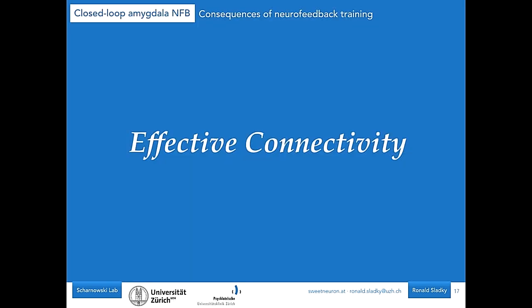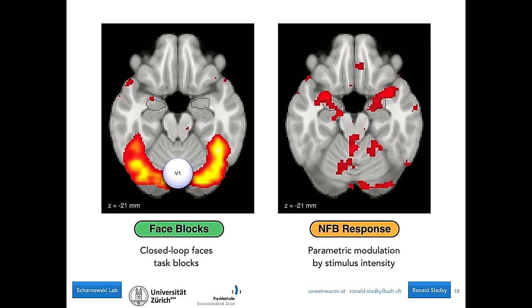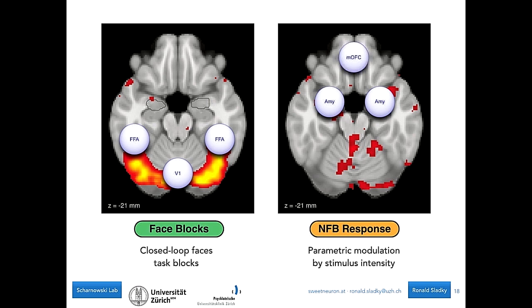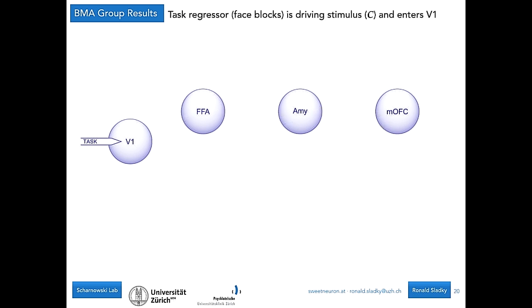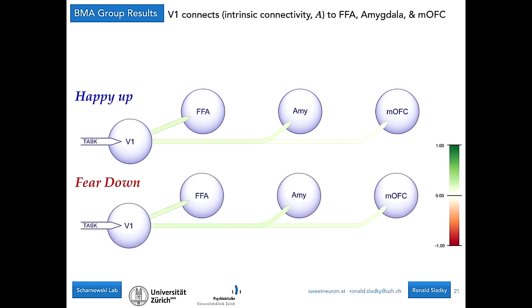Additionally, there are also changes in affective connectivity. Our target regions were the visual cortex, the FFA, the amygdala, and the orbitofrontal cortex. And in our model, we assumed that the task regressor was entering as a driving input the visual cortex, and from there the signal propagated to FFA, amygdala, and OFC. There were also bidirectional connections between prefrontal cortex and FFA.